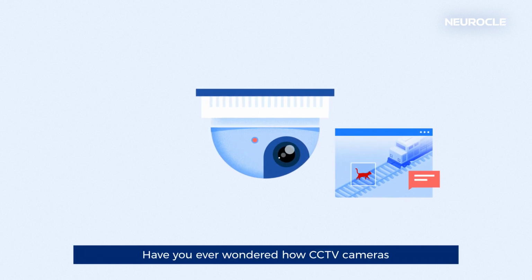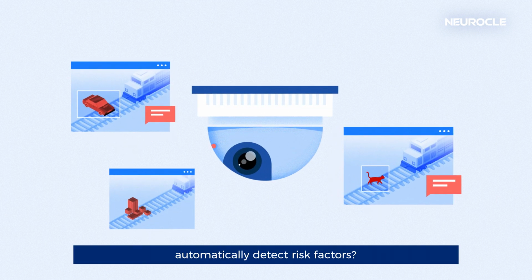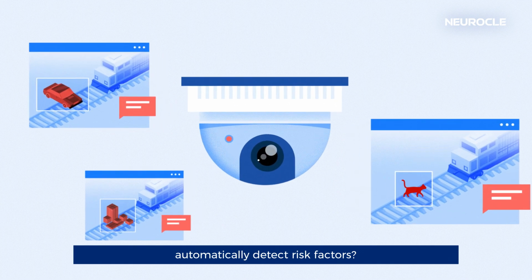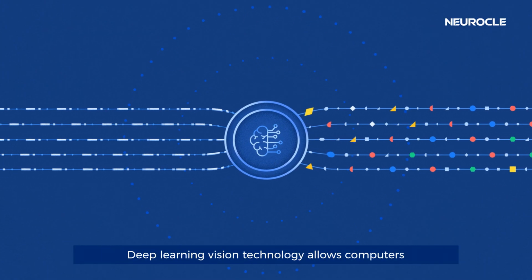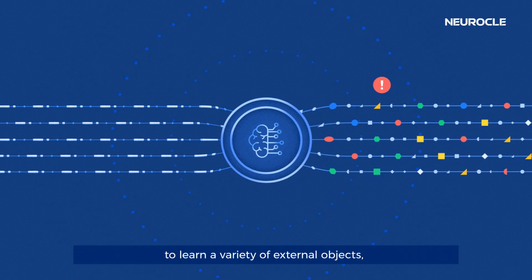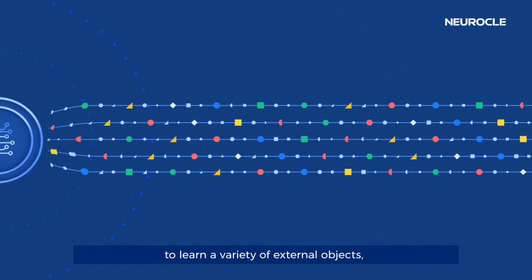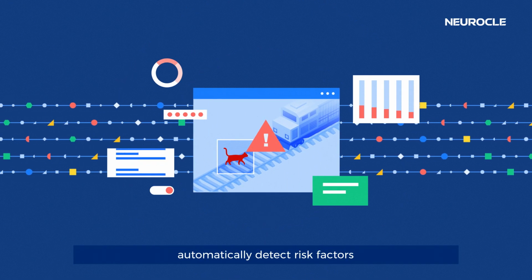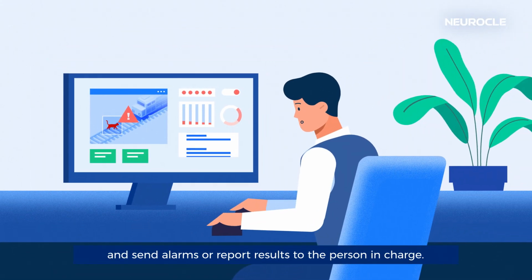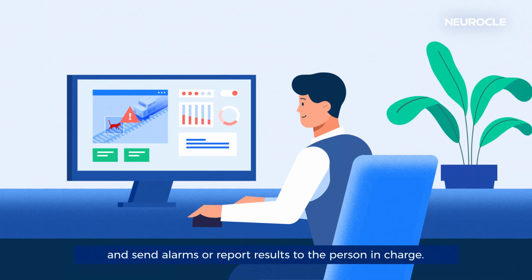Have you ever wondered how CCTV cameras automatically detect risk factors? Deep learning vision technology allows computers to learn a variety of external objects, automatically detect risk factors, and send alarms or report results to the person in charge.